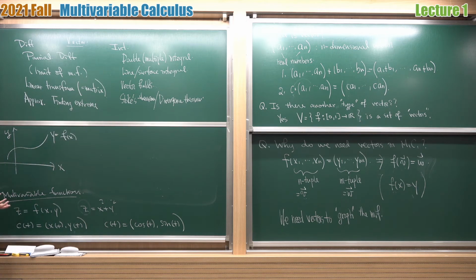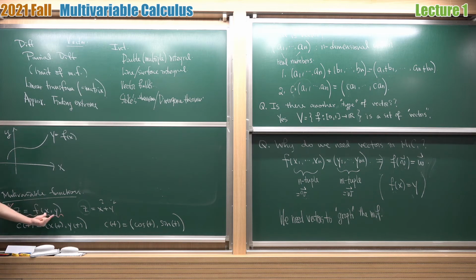Now, the two variable functions. You usually don't call this a two variable function. We have another name for this type of function. It's called a parametric function. So I'm talking about this kind of function.